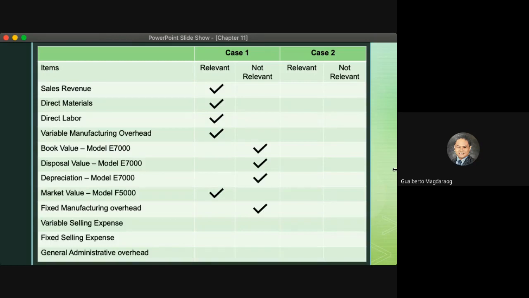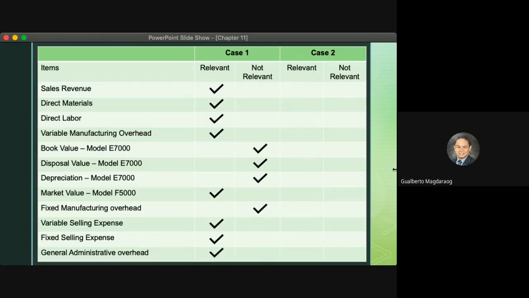Variable selling expense, what was mentioned in the case is the fixed selling expense and general administrative expense. So therefore, the variable selling expense is dependent on the number of units to be sold, and that increases. So the variable selling expense will also increase. That's why this is a relevant cost. And the other two, as mentioned, will not change.